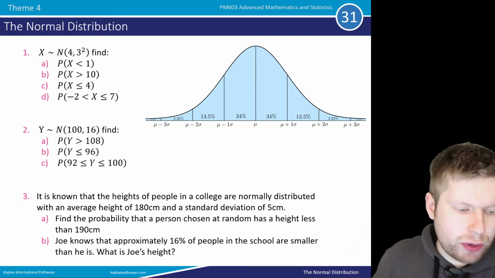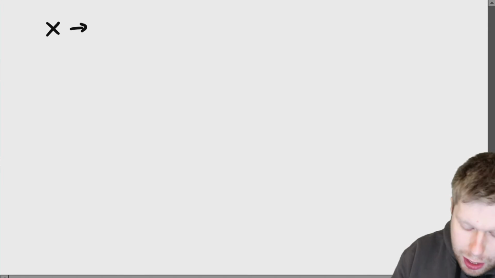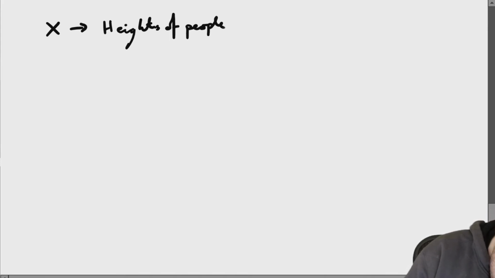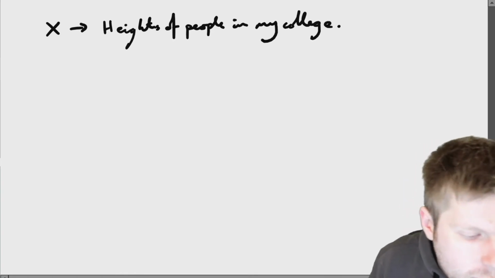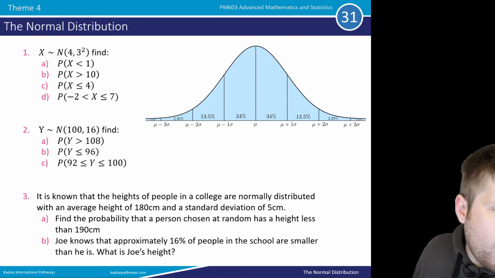So let's actually get this written down. Let's first of all start by defining our random variable. I'm just going to say x, our random variable. It can be any letter you like, but I'm going to call it x. So x is going to represent the heights of people in my college.